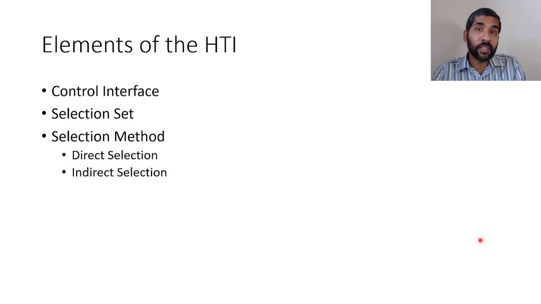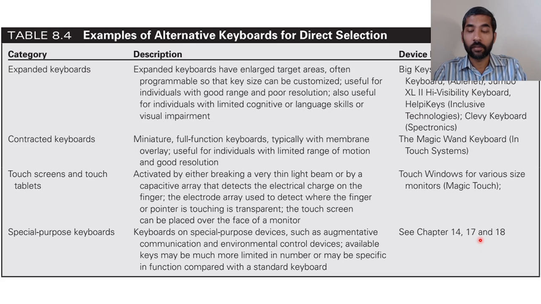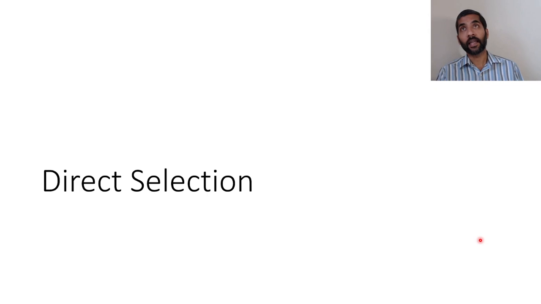Okay, so we've looked at the control interface aspect of the human technology interface. Let's look at the selection set. We're looking at the selection methods first. One of the methods that you can have is direct selection. What we mean by direct selection is that you have many options in your menu, and all the options are put in front of you at one time, and you just directly go and choose one of the options.